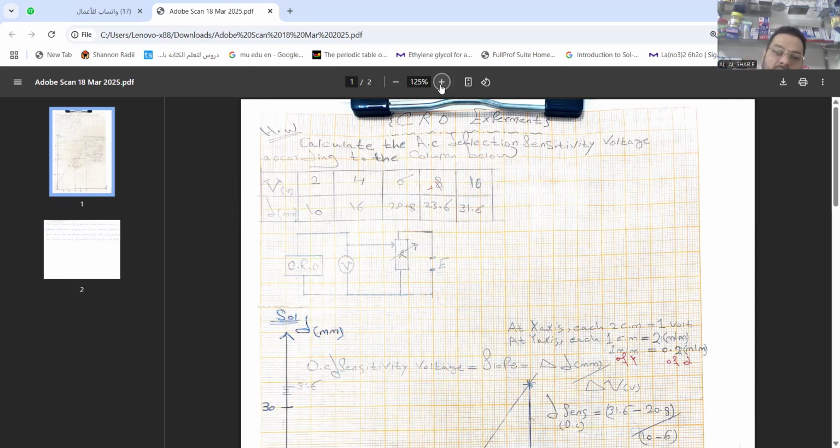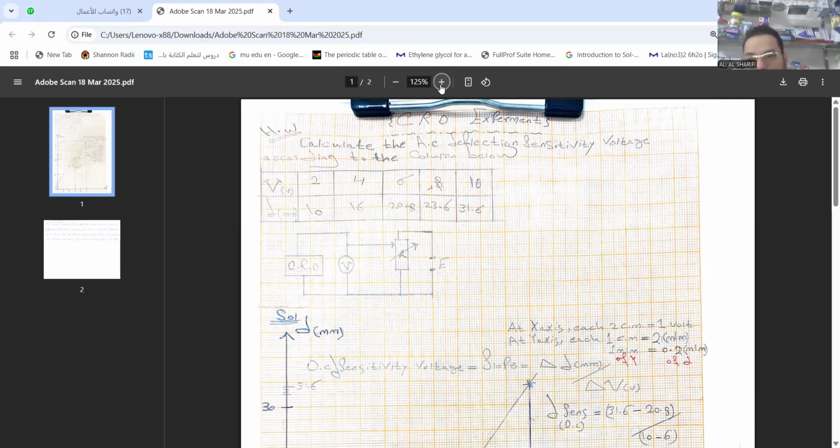Today we will try to explain how we can solve a question like that correctly. I'm talking about the unsolved question, the homework of CRO. Let me read the question first. Calculate the AC deflection sensitivity voltage according to the column below. I'm talking specifically to my students.